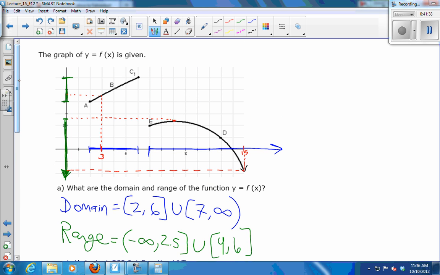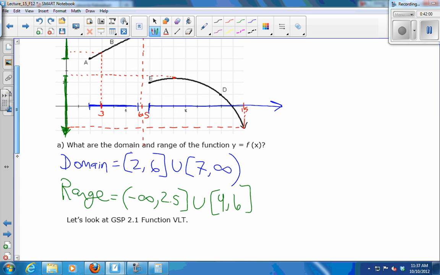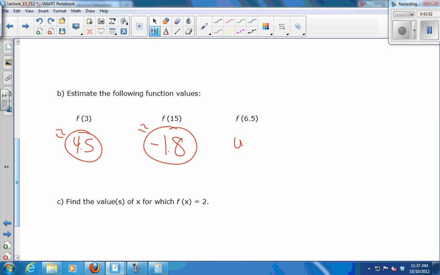And f of 6.5. So I go up to my graph. I've got to find a 6.5. That's right here. And then I found an x value. Now I have to go to the graph. Uh-oh. There's no graph at 6.5, right? So what do I say? Undefined. Great answer. Undefined, because 6.5 is not in the domain of the function.